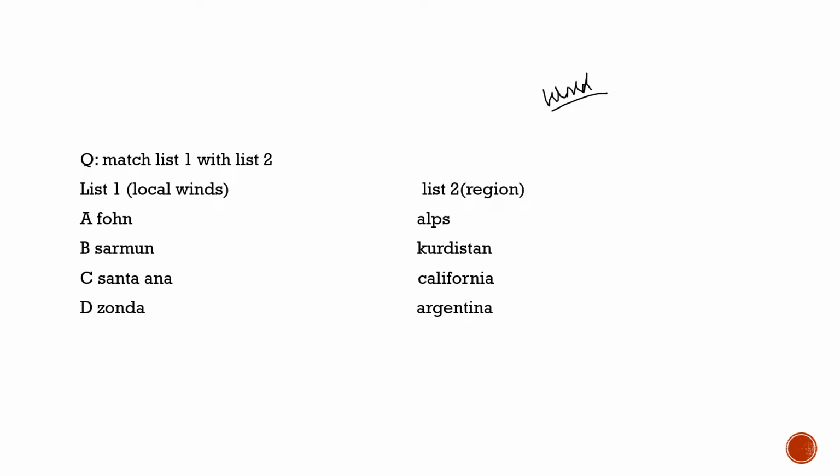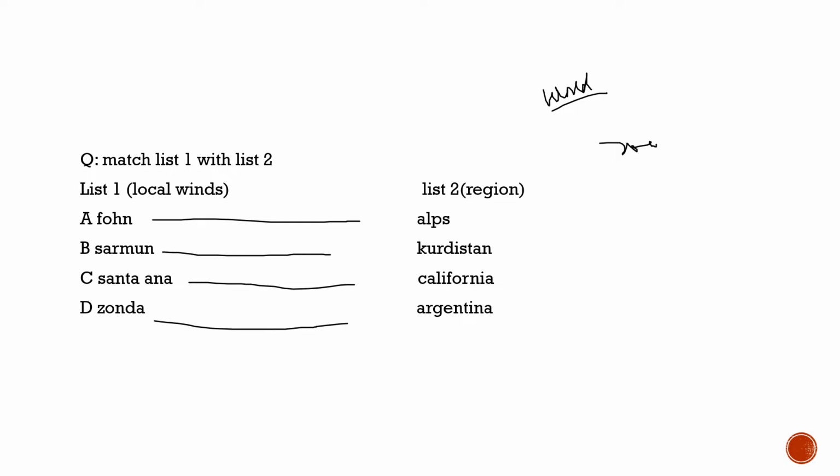Now we are discussing questions with respect to world geography, and this was a question which was asked in 2001. Please have a look at it. It gives us two lists. In list one, it mentions local winds, and in list two, it mentions the region they belong to. So the question basically asks us to match the following. If you have followed me, whenever I bring such questions, I mark them correctly to avoid any confusion for you. So here it is Foehn in Alps, Sarmun in Kurdistan, Santa Ana in California, and Zonda in Argentina. All four are matched correctly here.